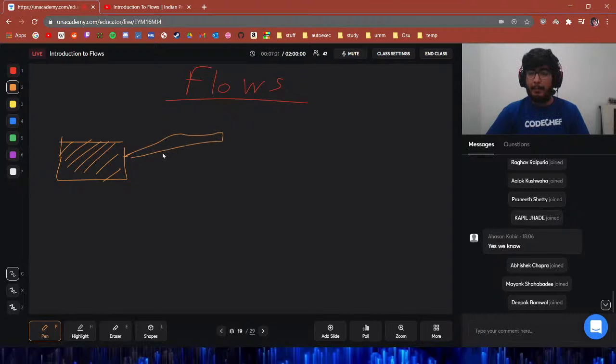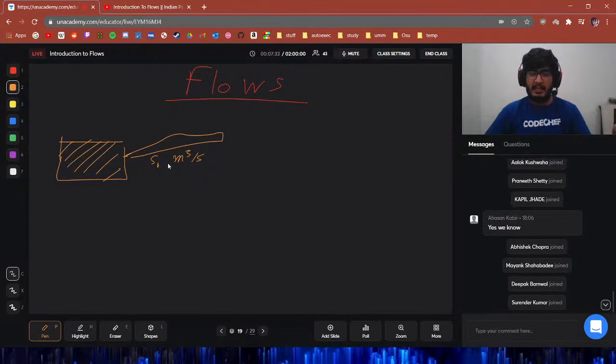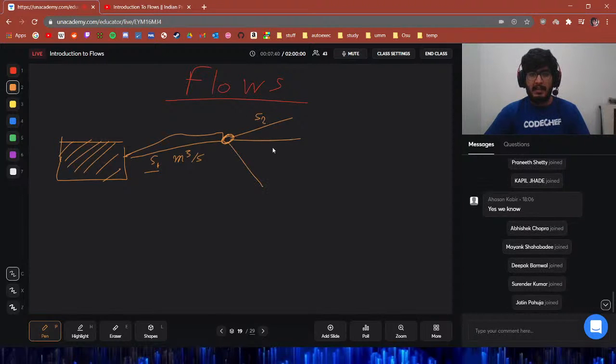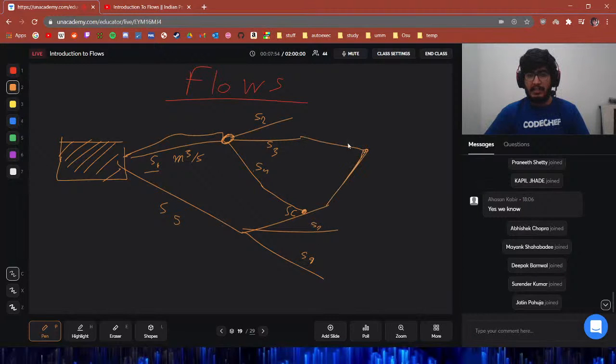This pipe has a capacity of, let's say, S1 cubic meter per second, right? Cubic meter per second means how much water is flowing through that per second. So it has a capacity of S1. Now from this one, it has many junctions, right? One is at S2, one is at S3, one is at S4. From here as well, there is another pipe, and from here it goes on to different junctions, right? So this is kind of a graph-like structure, as you can see.